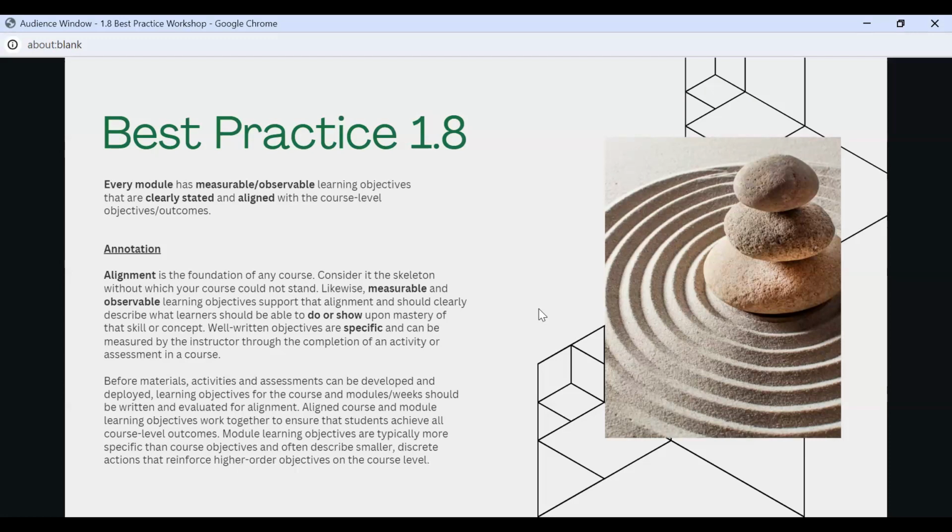So the rest of the annotation goes on to talk about the importance of developing and aligning your course level objectives and your module or weekly objectives, aligning these before you begin to source or develop materials, activities, and assessments that reinforce those objectives. So we're going to be talking more about what that means, what that looks like, and how to evaluate it and revise it in your course.